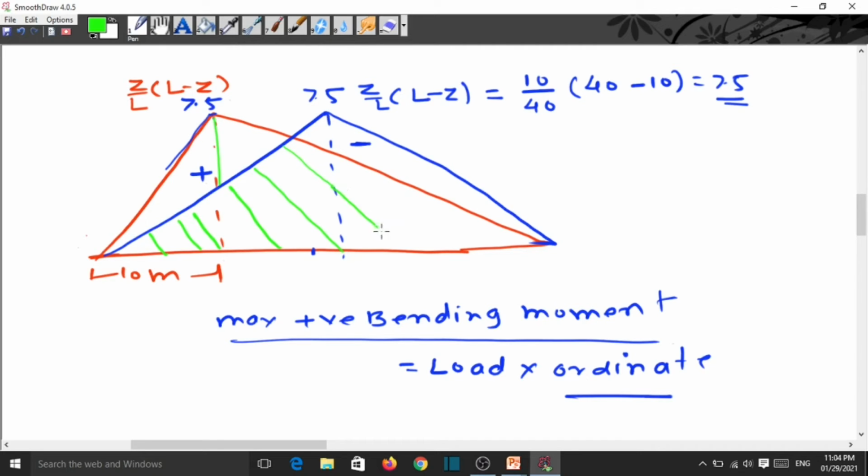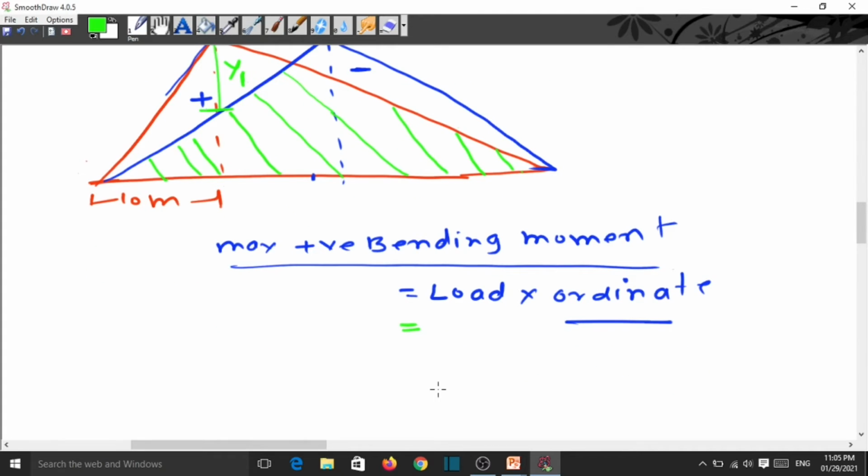So here the remaining is what? This is the positive area and this is the negative area. So this height, load into this height, suppose this is y1. So we can say that the maximum positive bending moment is equal to 200 into y1.